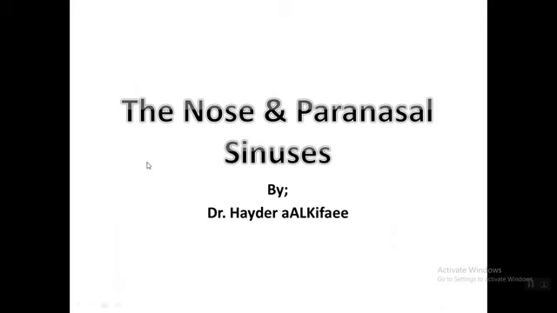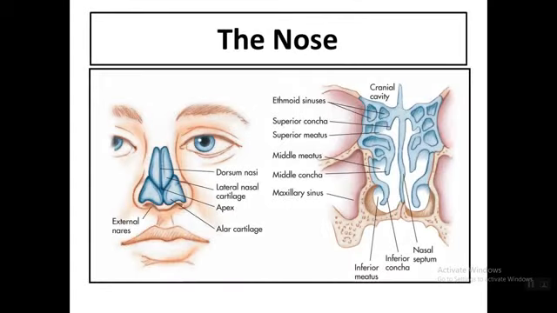The nose and paranasal sinuses. First, the nose can be divided into two parts: the outer part, which is called the external nose, which is pyramidal in shape, and an inner part that is called the nasal cavity. Both of them, the external nose and the nasal cavity, are separated in the midline by what we call the nasal septum.